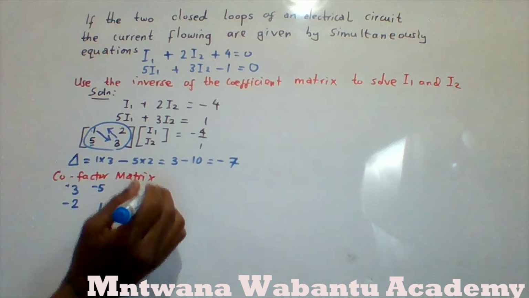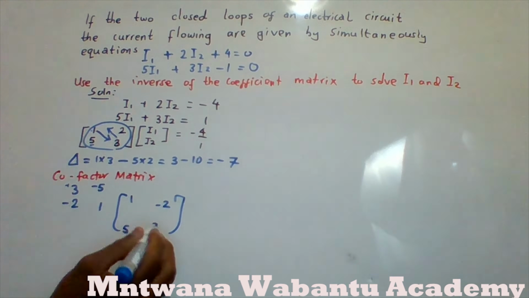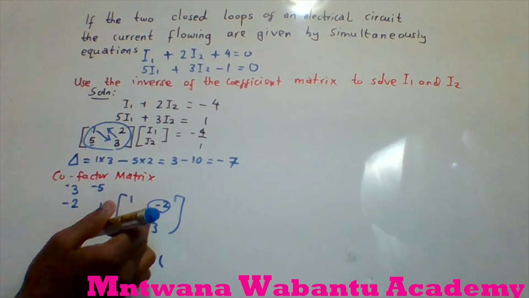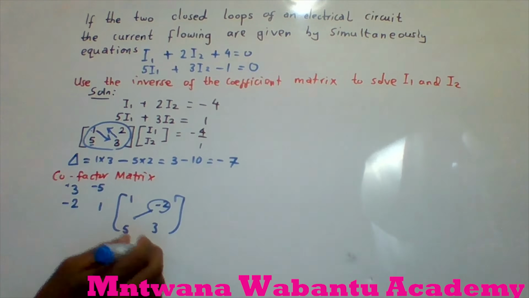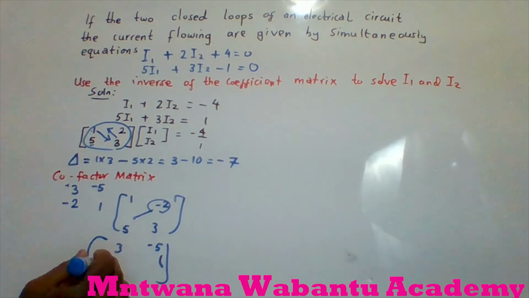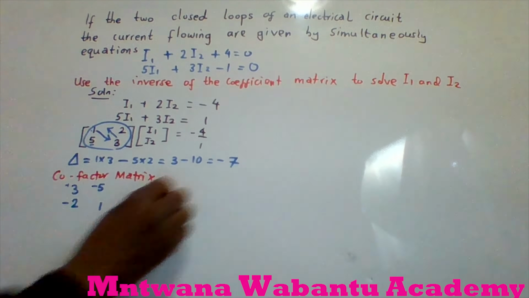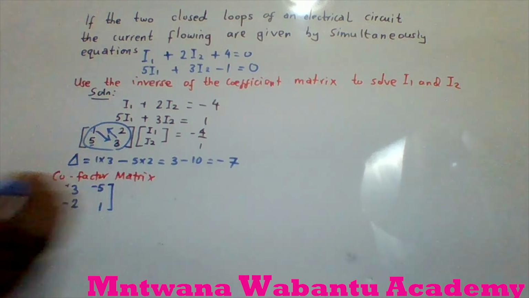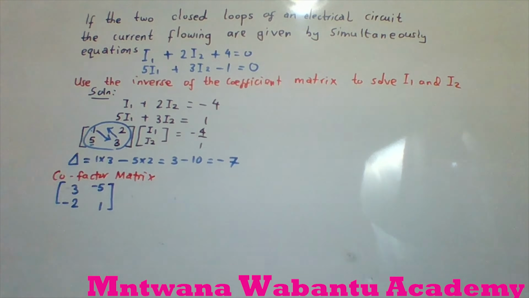Let's assume here we choose negative 2, negative 5, and 1 and 3. So this becomes 3 and this becomes 1. Now here, 2 comes here and becomes negative 2, and 5 goes there and becomes negative 5. That's how we get our cofactor matrix: 3, negative 2, negative 5, 1. So that's our cofactor matrix.